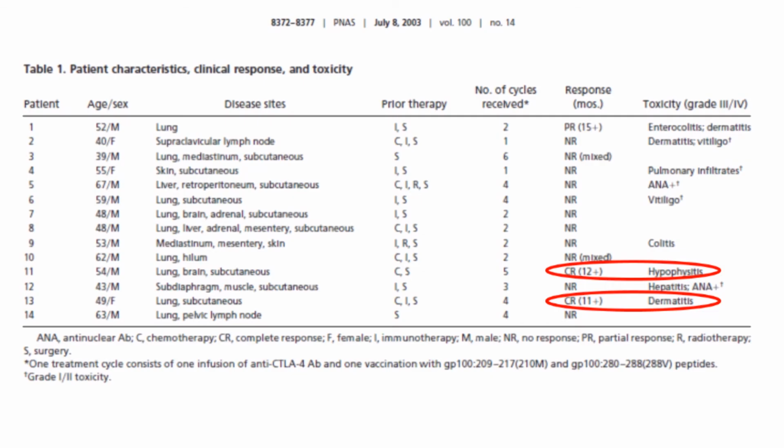So here, CR means complete response, but at the same time, this patient developed autoimmune disease in the hypophysis, and the complete response, and dermatitis or vitiligo skin disease, and colitis, inflammatory bowel disease. So just similar to what we see in mice, a similar thing is going on in humans after anti-CTLA-4 antibody treatment.